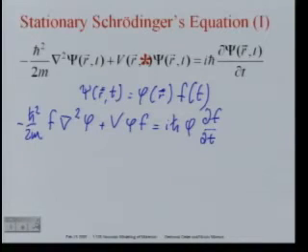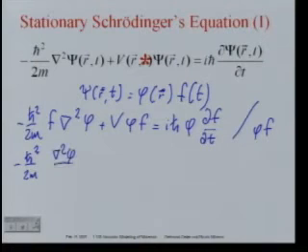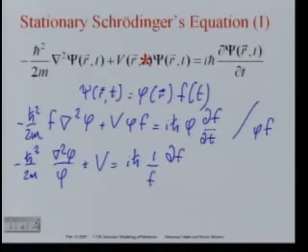And now we take this expression and divide it by the product phi times f. When I do that, what I obtain is minus h bar squared divided by 2m, Laplacian of phi divided by phi, plus V, equal to i h bar times 1 over f df over dt. And this really is the end of the derivation, because something very important happens at this point.